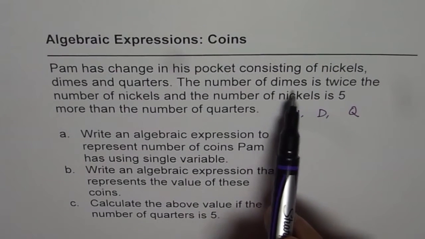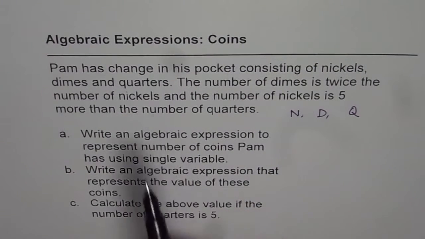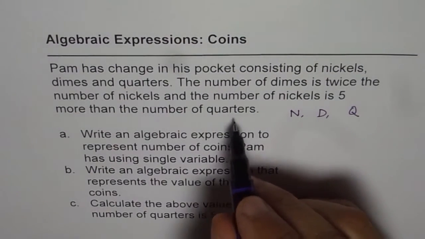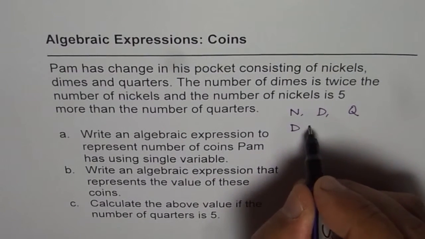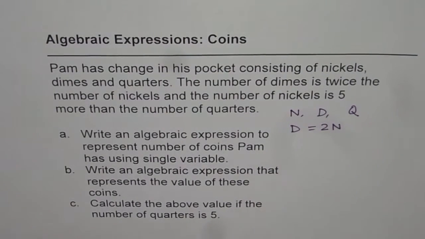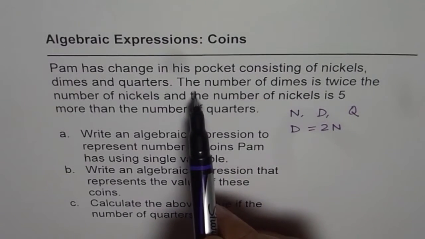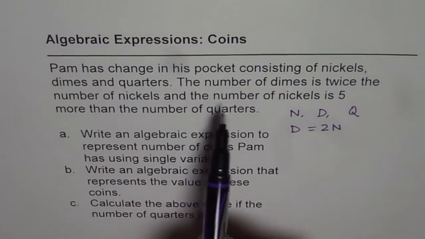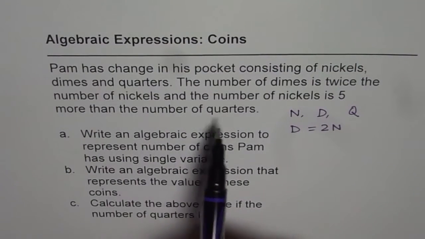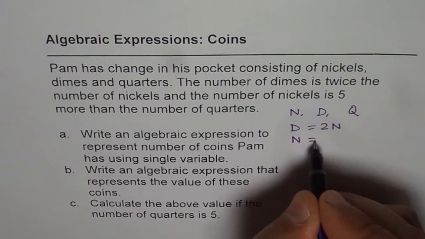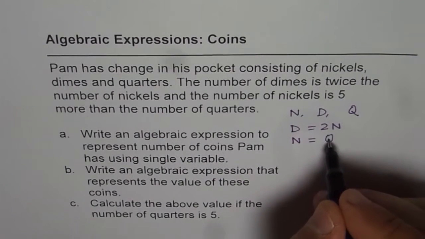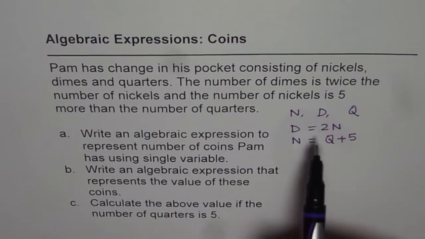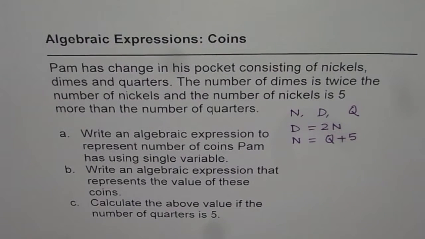The number of dimes is twice the number of nickels. So we get a relation: the number of dimes is 2 times nickels, so d equals 2 times n. So we get one relation. Then the number of nickels is 5 more than the number of quarters. The number of nickels is 5 more than quarters, that means q plus 5. Right, so that is how we find that these variables are related.